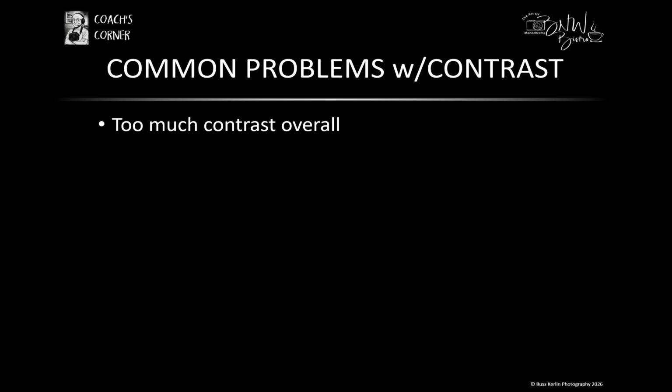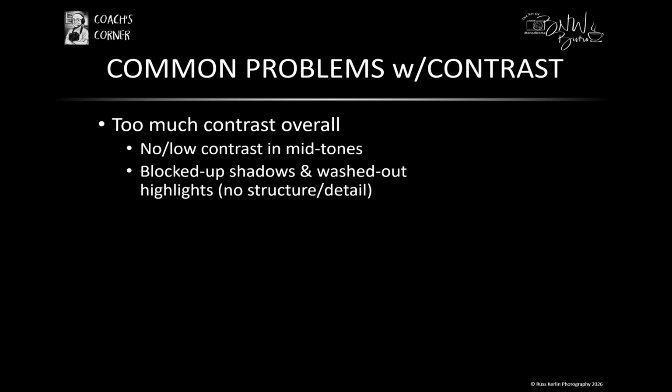A couple of things can come out of that, but also be standalone issues themselves. The first one is that we get no or low contrast in the midtones, those gray values in between black and white. But we can also get blocked up shadows and washed out highlights. In other words, no structure or detail. Again, that may be what we're going for, but I think in many cases anyway, a little bit of structure and detail in these areas adds some depth to your image.